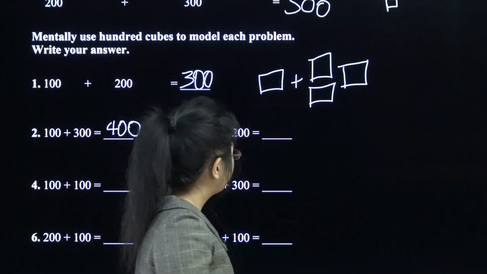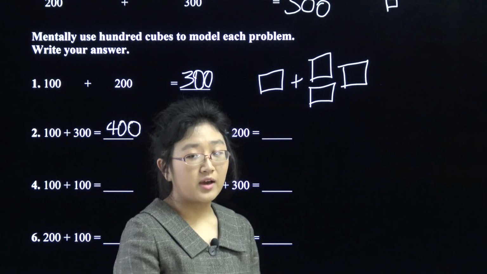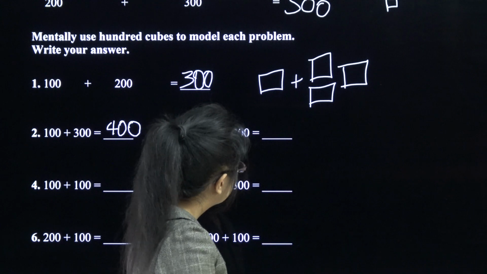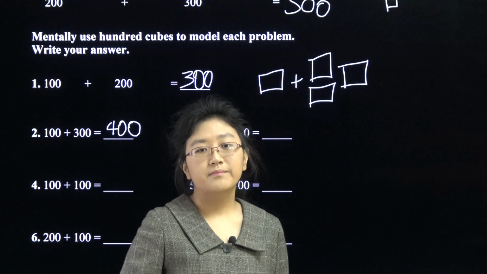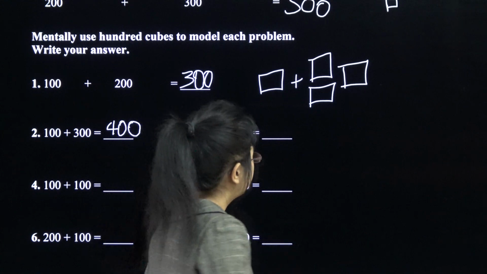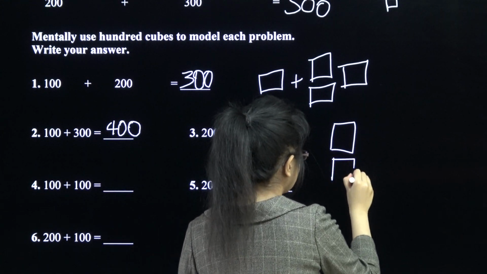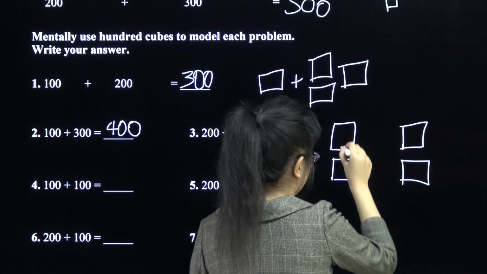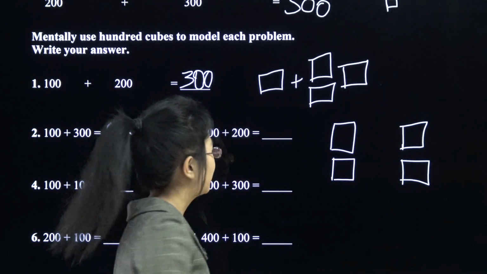Question number 3 is 200 plus 200. So before we draw anything, think. What's 2 plus 2? 4. So let's check it out. 1, 2, and then 1, 2. 100, 200, 300, 400. 4 and 2 zeros, 400.